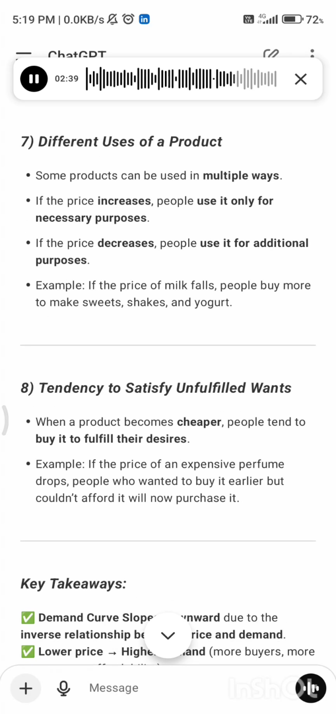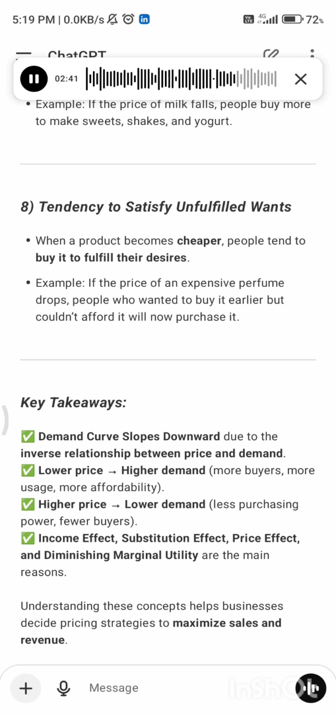8. Tendency to satisfy unfulfilled wants. When a product becomes cheaper, people tend to buy it to fulfill their desires. Example, if the price of an expensive perfume drops, people who wanted to buy it earlier but couldn't afford it will now purchase it.